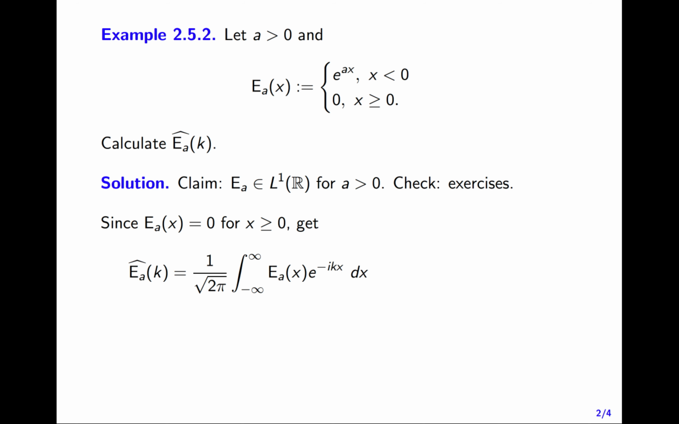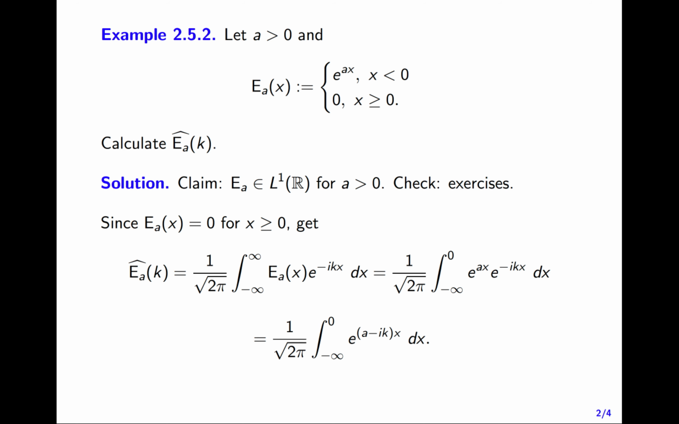We use the piecewise definition. We start out with the Fourier transform. Big E_a hat of k is 1 over root 2 pi, integral from minus infinity to infinity, big E_a of x e to the minus ikx. And immediately we're going to kill off all of the integral over the positive reals. This becomes 1 over root 2 pi, integral minus infinity to 0 of little e to the ax times little e to the minus ikx. So that is just using the piecewise definition of big E_a.